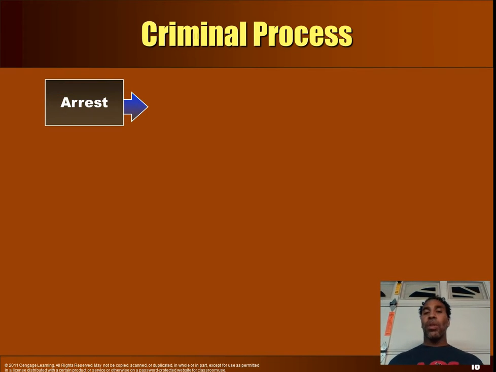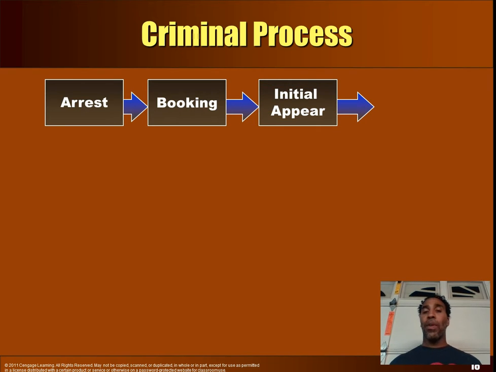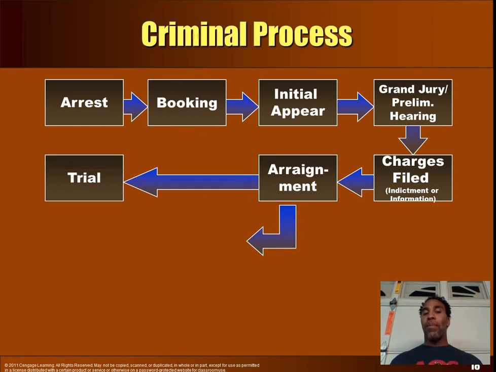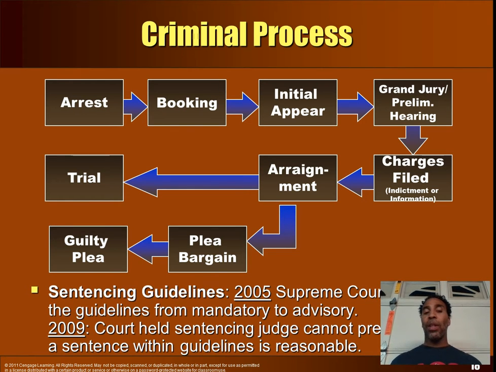Criminal process. So I'm just going to kind of slide through this, and you'll look at the arrows, and you can always go back to your PowerPoint that is loaded into Canvas. So you have arrest, then you get booked, and no, this is not a fun process. Initial appearance, grand jury, preliminary hearing, charges are filed, arraignment, then you have your trial, possibly a plea bargain, and then possibly a guilty plea, possibly found innocent.